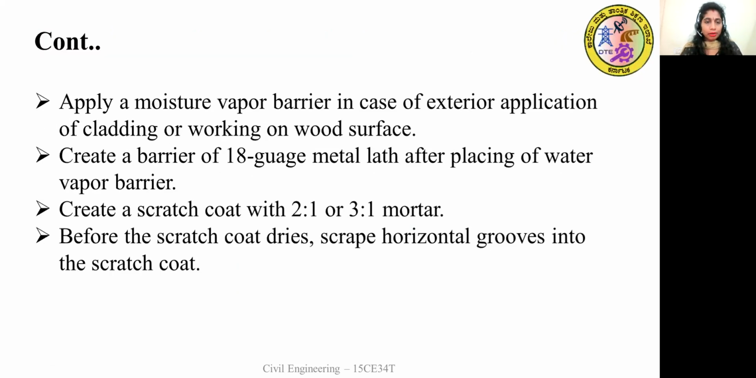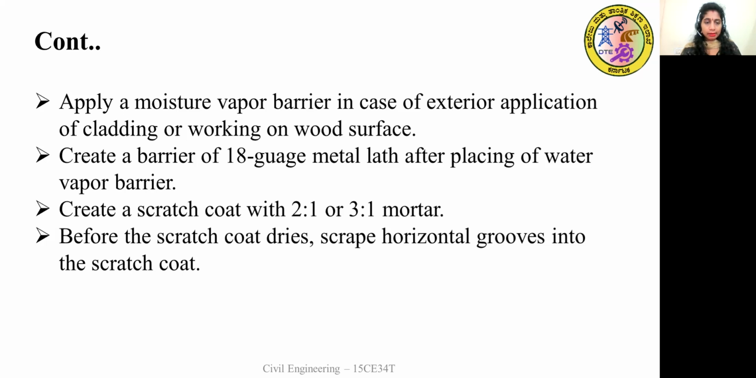Next, apply a moisture vapor barrier in case of exterior application of cladding or working on a wood surface. For exterior application, we must apply a moisture vapor barrier. A moisture vapor barrier is nothing but typically polythene sheeting. Usually, when we are doing exterior application, we must provide a moisture vapor barrier.